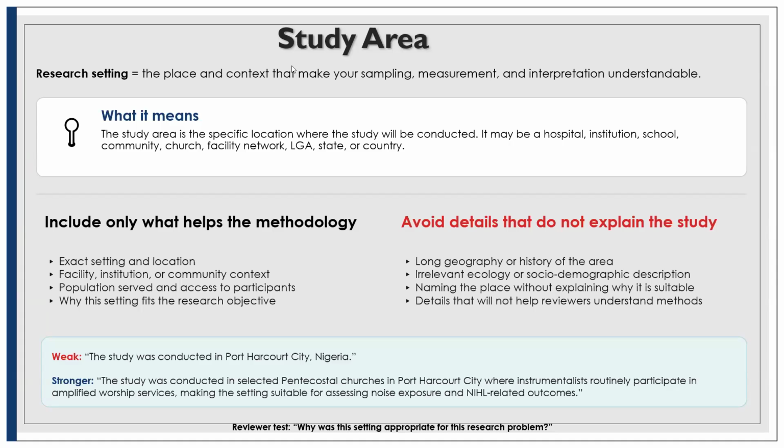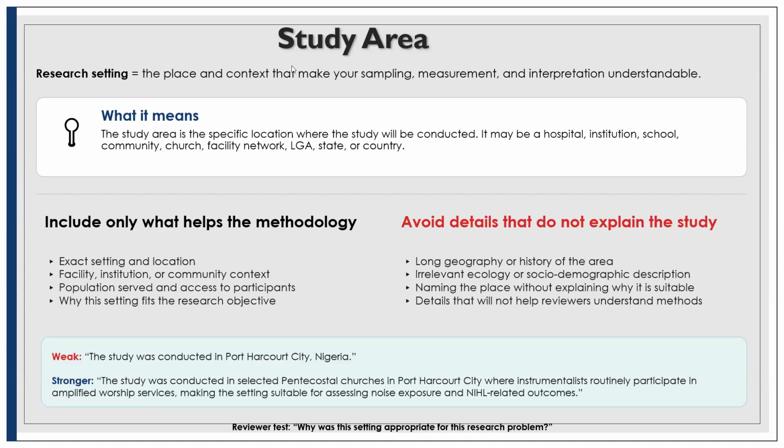So in the study setting or the study area, you also have to state the population that setting is serving and access to the participants, meaning do you have access to those participants, and why this setting fits the research objective.